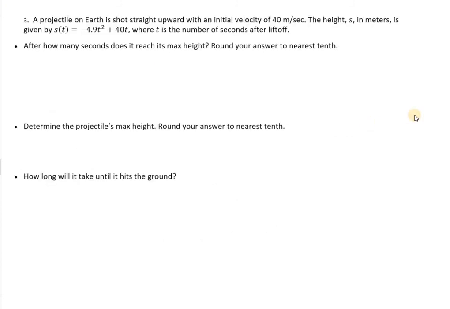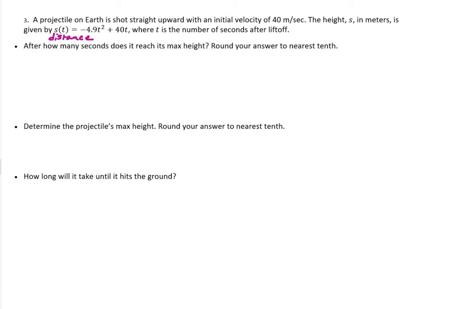Okay, problem 3. A projectile on Earth is shot straight upward with an initial velocity of 40 meters per second. The height s in meters is given by this function, where t is the number of seconds after liftoff. This s of t right here is a distance. Don't let that s of t throw you. It's really just like f of x.